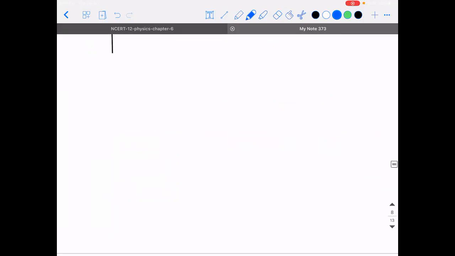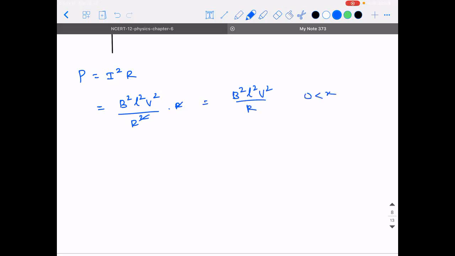And the last will be power. Power is equal to, we can write it as force into velocity. So what is force? Or I can write it like power is equal to force into velocity is mechanical. So you can write I square R. I square is B square L square V square divided by R square into R. This and this will get cancelled. So B square L square V divided by R for the value of x greater than 0 less than B, 0 for x greater than B and less than 2B.